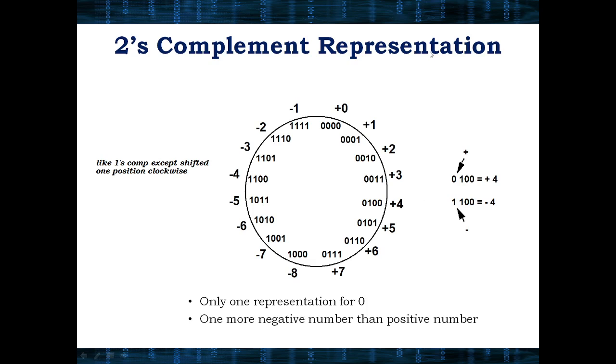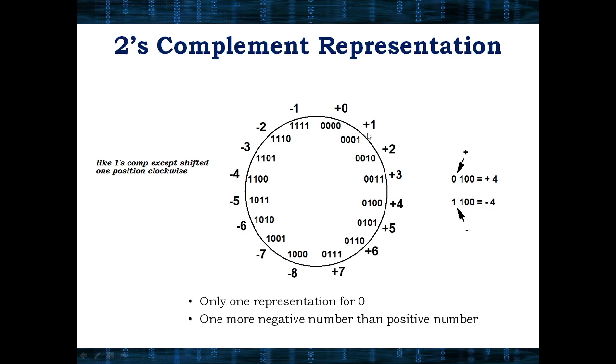Next is the 2's complement representation. To represent a negative value, we need to consider the positive value of that number, take the 1's complement of that number, and add 1 to the LSB of that 1's complement. That will give you the 2's complement of the given number.